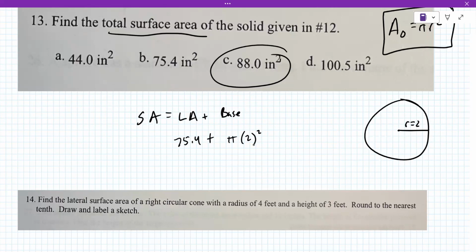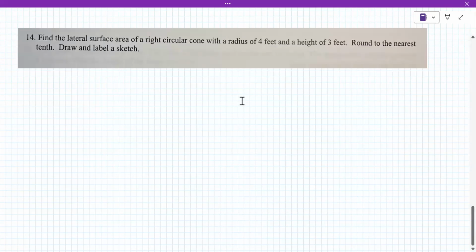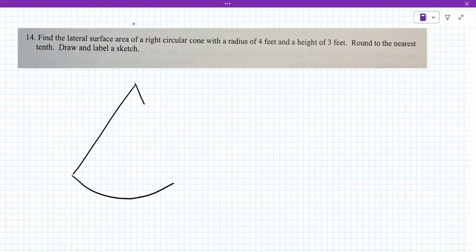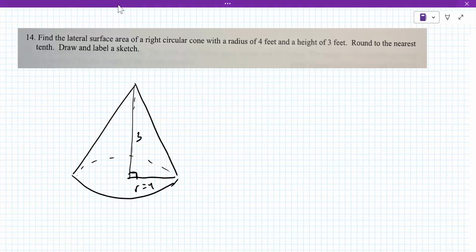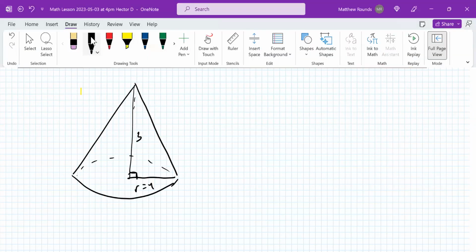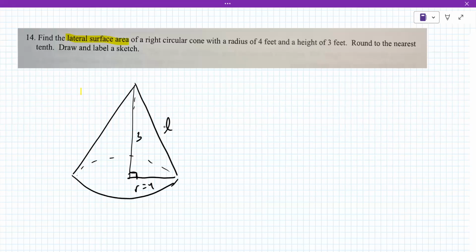Okay. 14, we're off to drawing. Draw and label a sketch. You definitely won't have to do this in the final because it's multiple choice. Not sure why they're saying right circular cone. They're almost all right circular cones. The right part is the fact that the height comes down and hits at a right angle, but it's a standard cone, radius of 4, height of 3. You're asked to find the lateral surface area. So that means you've got to find the slant height. So you got to find that third side of the right triangle.